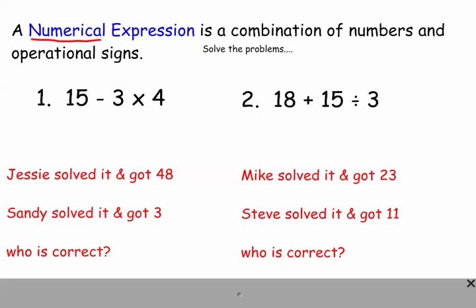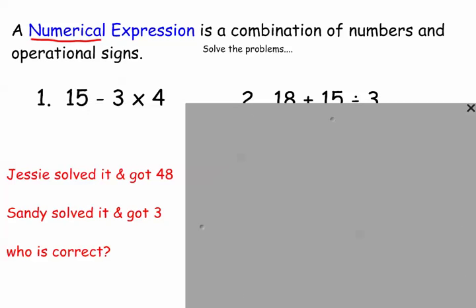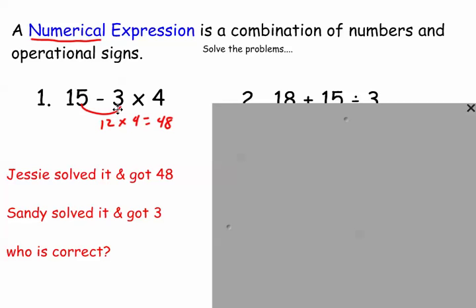All right, so I had two people do these problems, and if you look at this first one, let's just look at one for right now. Jesse solved it and got 48, but then Sandy solved it and got 3. So let's see who is correct. Let's see how Jesse got 48. Well, I can say that 15 minus 3 is 12, times 4. Yep, I see how he got 48. But then Sandy solved it and got 3. Well, let's see how maybe she did it. So she did this, which is 12, and then 15 minus 12, and that gives me 3. So I see how both of them got it.